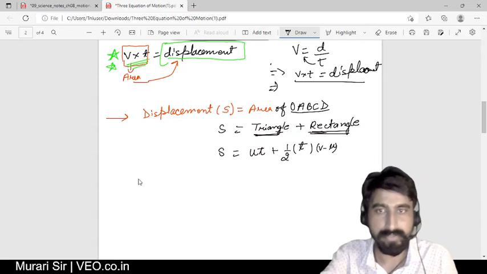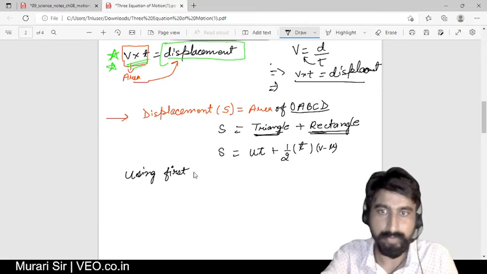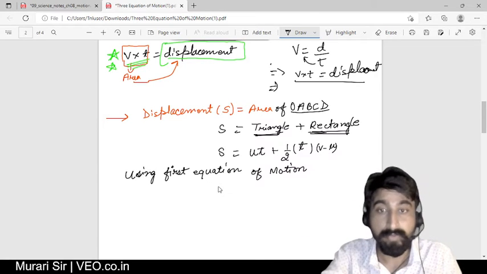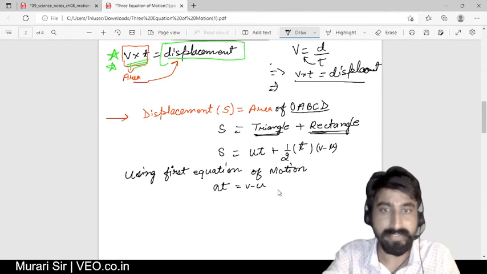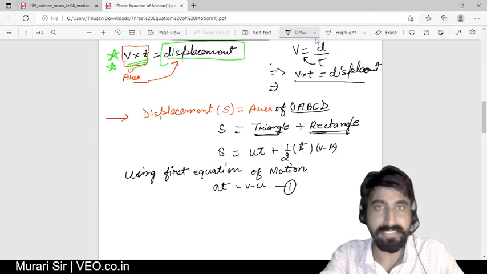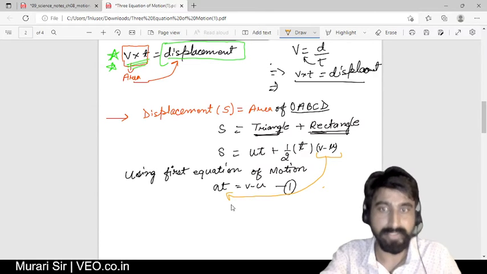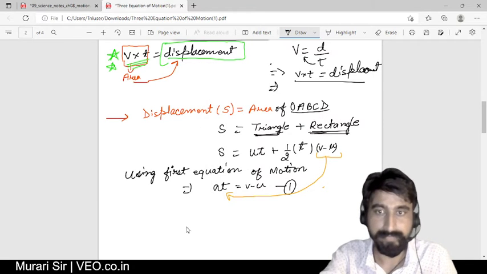Let's simplify it using the first equation of motion. And what does it say? We got at is equal to v minus u, or you can say v equals u plus at, because I have written it like this since we need the value of v minus u. You can see it here also, what we need its value. So we can write its value as a into t. Right? So let's use that.